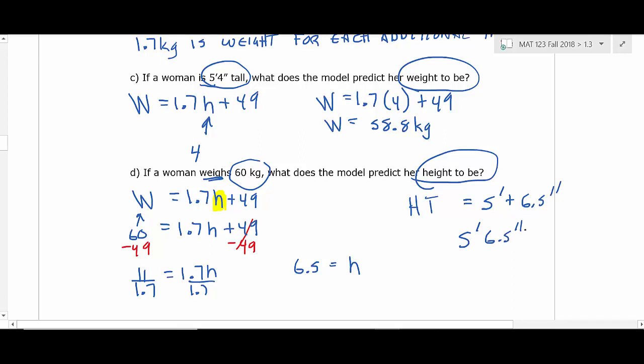Okay. It's bigger than a Barbie doll, in other words. This is a grown woman. Okay. Does that make sense? Okay. Yes. No. Okay. Good?